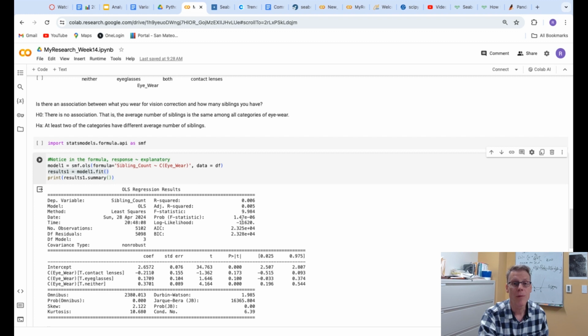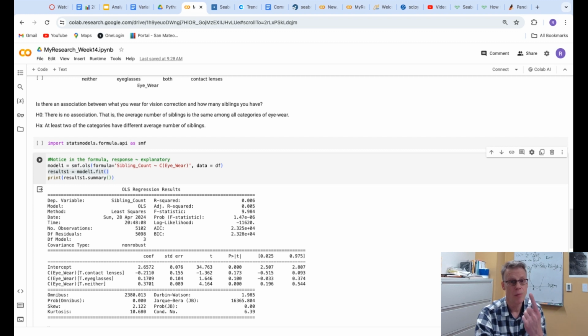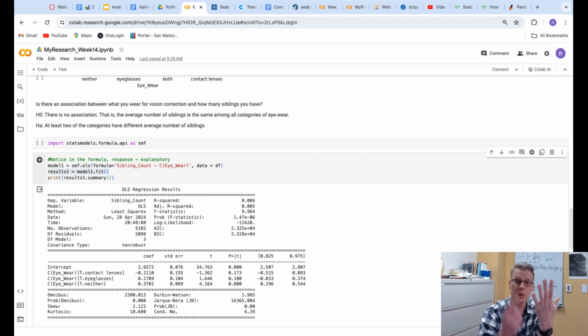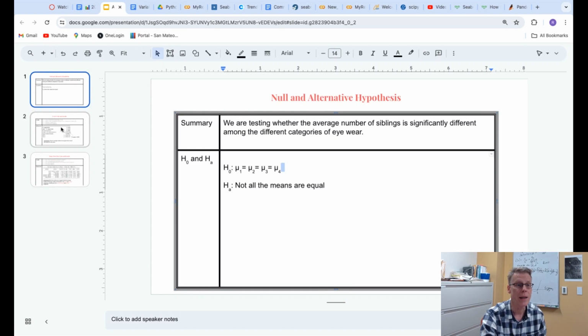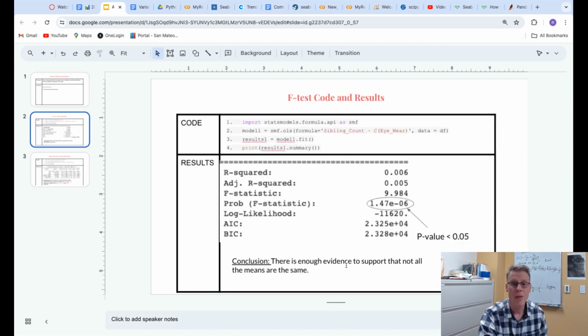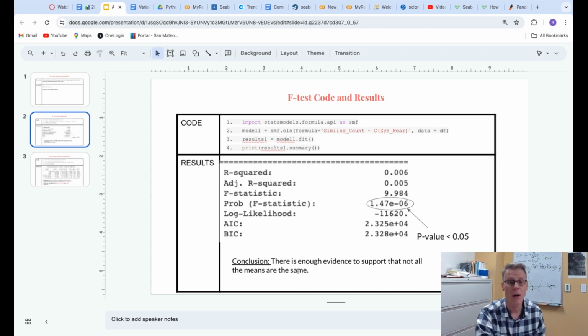It's 1.47 E minus 6. Or another way to say that, 0.000000147. So definitely less than 0.05. So we have significant results. So already, just with that, there's enough evidence to support that not all the means are the same. Like, p-values less than 0.05, so enough evidence to show that not all the means are the same.